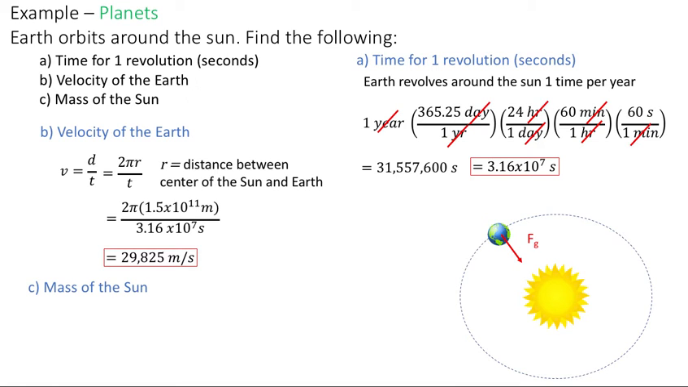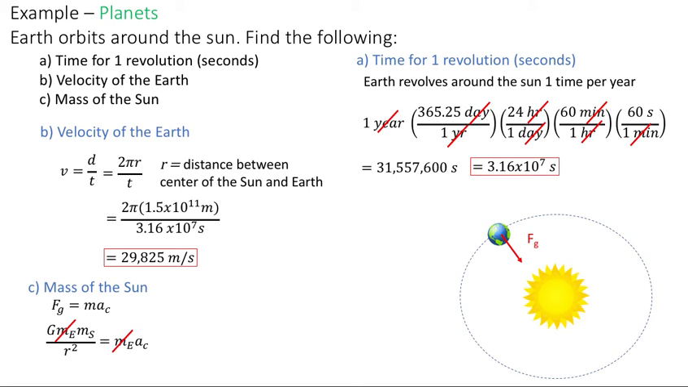Now if we're looking for the mass of the sun, this is where our forces are going to come into play. We know the force due to gravity is the centripetal force, so it's going to equal m times acceleration centripetal. Plug in our equation for force of gravity, G, mass of Earth, mass of the sun, over r squared. Remember, we can't use the force of gravity as mg because it's not at the surface of the sun. Our Earth is not at the surface of the sun. It's a significant distance away.